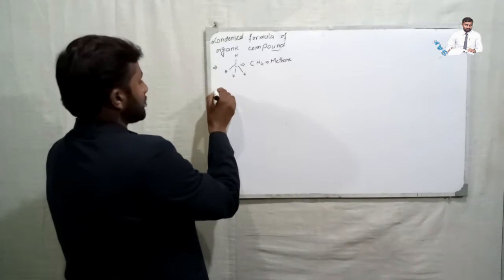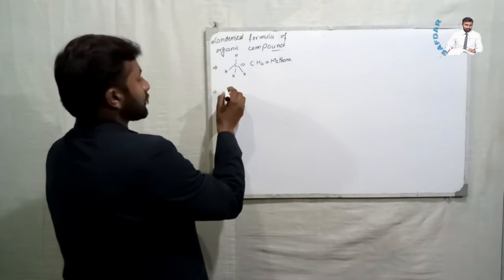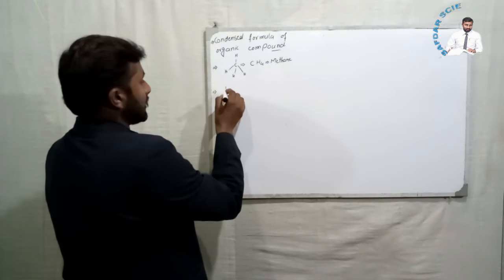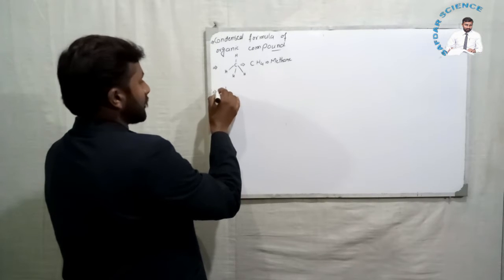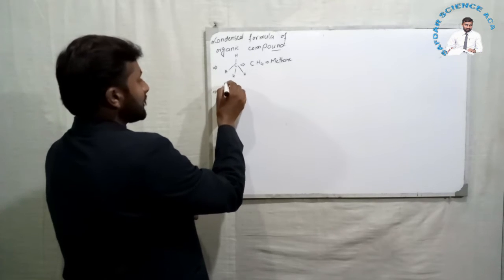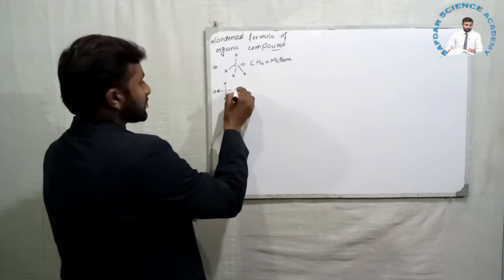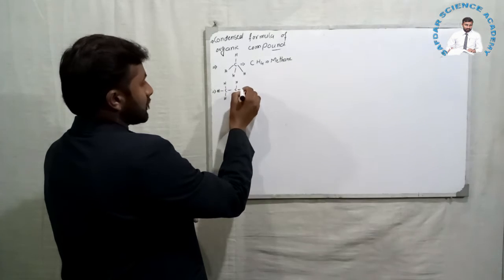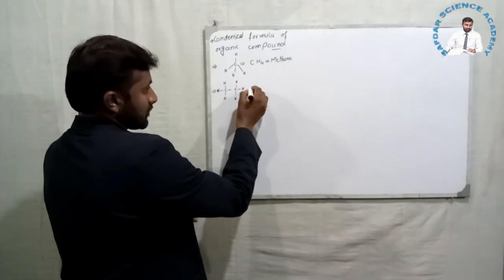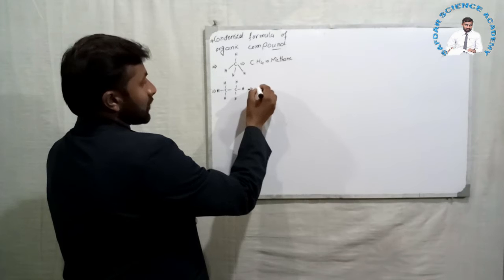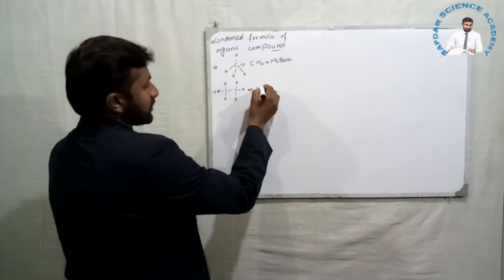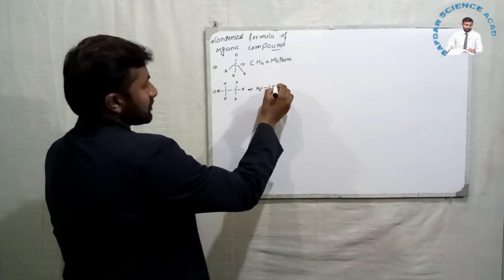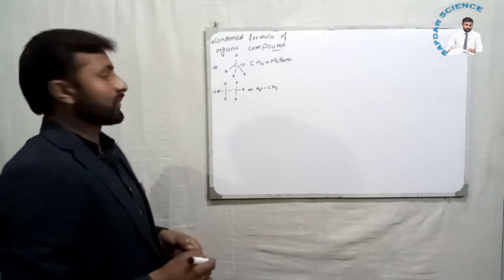If we see the condensed formula of ethane, ethane has the molecular formula C2H6, and its structural formula is that, and its condensed formula is H3CCH3. That is ethane.